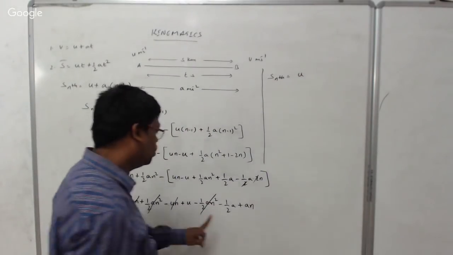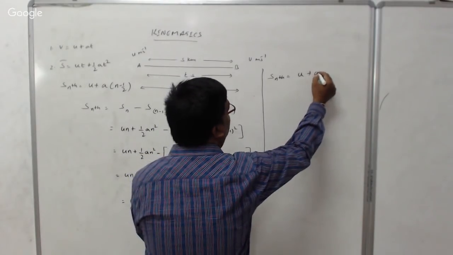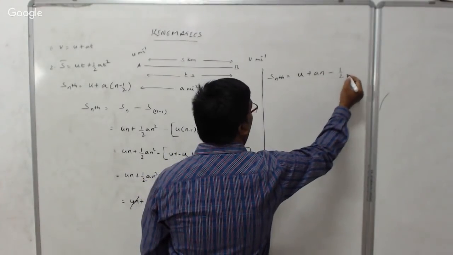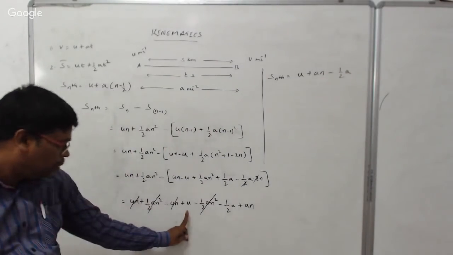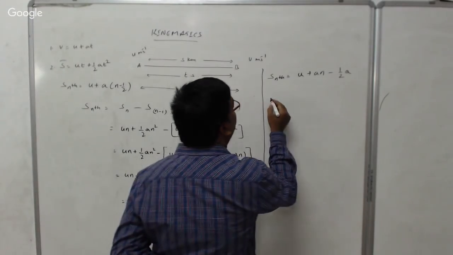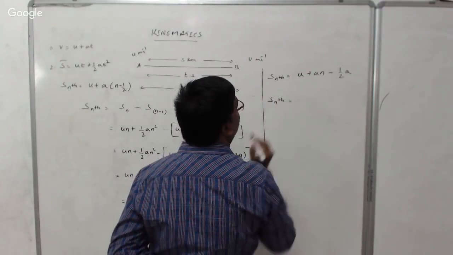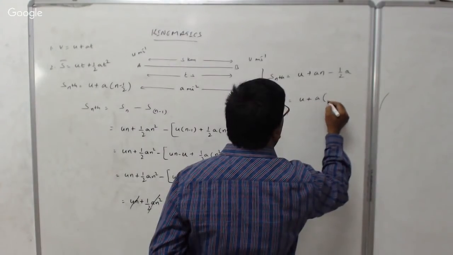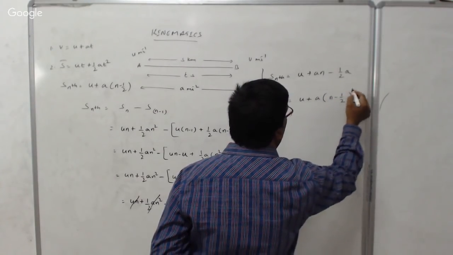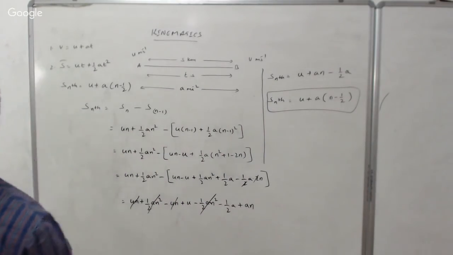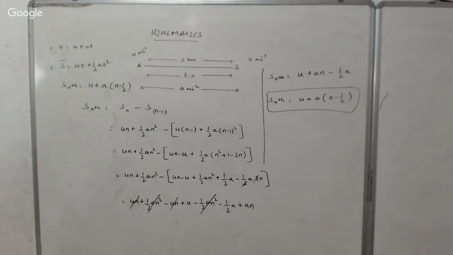u plus an minus half a. These are left over. u, an minus half a. Now see, distance traveled in nth second is equal to u plus a can be taken common, a into n minus 1 by 2. This is the formula for the distance traveled in nth second. Okay, look into the derivation clearly.